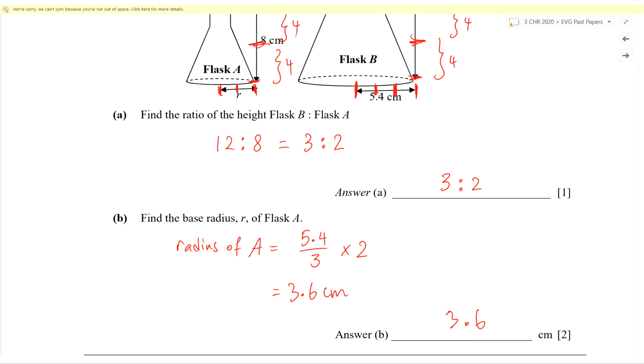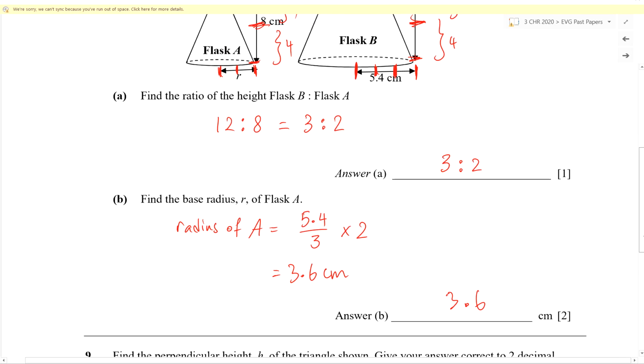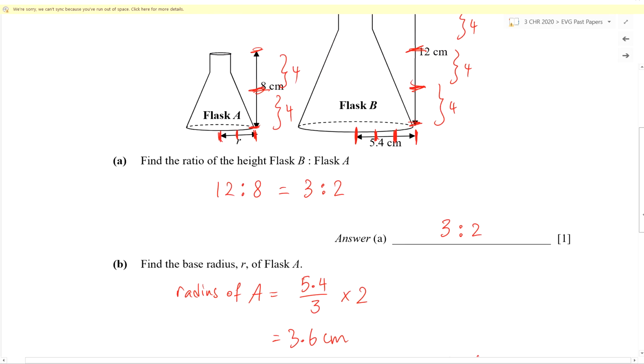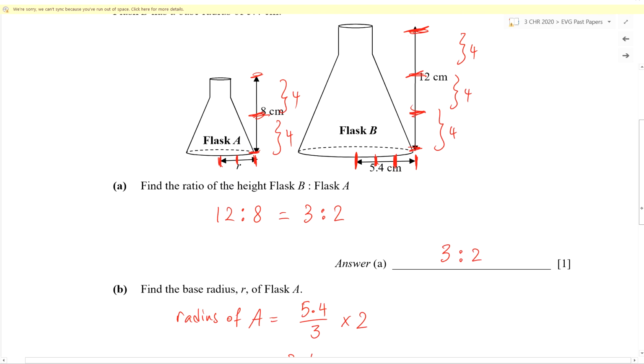Before we go to the next question, I want to show you how we used to do this in class without drawing a diagram. What we used to do was height of B over, oh no, we want to find A, right? We want to find the radius of A, so radius of A over radius of B.